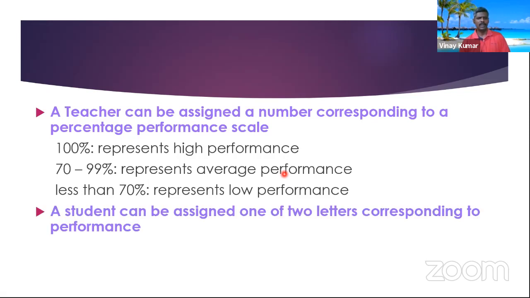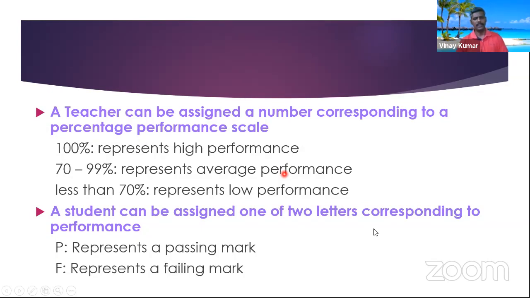So this is another example to understand how we can assign numbers to the subject. And a final example. A student can be assigned one of two letters corresponding to the performance. For example, you are trying to do research on students. So how to measure that subject? The subject is student and the attribute is performance. So P represents the passing mark and F represents the failing mark. So this is how I am assigning letters to measure the attribute of a student. So P and F letters have been assigned by the researcher. So these are a few examples to understand how a researcher assigns numbers and letters to the subjects and tries to measure the attributes of the subject.